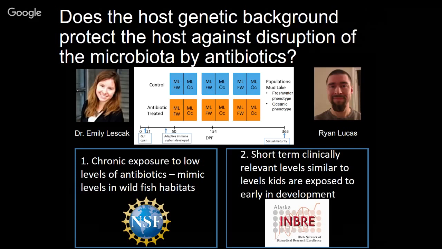So for example, if you take your kid to the doctor for an ear infection, and the ear infection is treated with high levels of antibiotics, and you do that once or twice or 3 times during the child's development, how does that affect their development? And how does the host genetic background protect your child or not protect your child against the disruption of their microbiota due to this short-term antibiotic exposure?